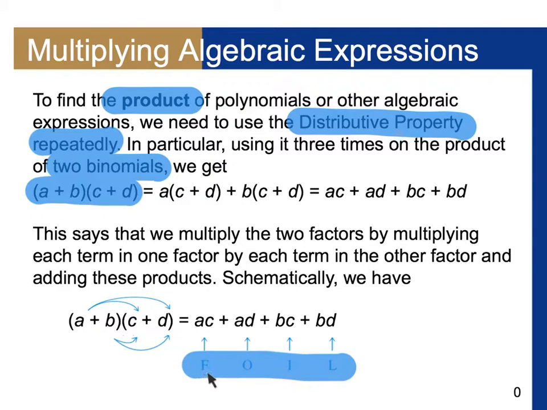Which means we're going to do the first terms first in each one, so a times c, then the outside terms, that's what the O is, so a times d. Then the inside terms, b times c, and then the last ones, b times d. So we get the same four terms when we do that. It's a shortcut way, a way to remember it, but FOIL only works when you have a binomial times a binomial.